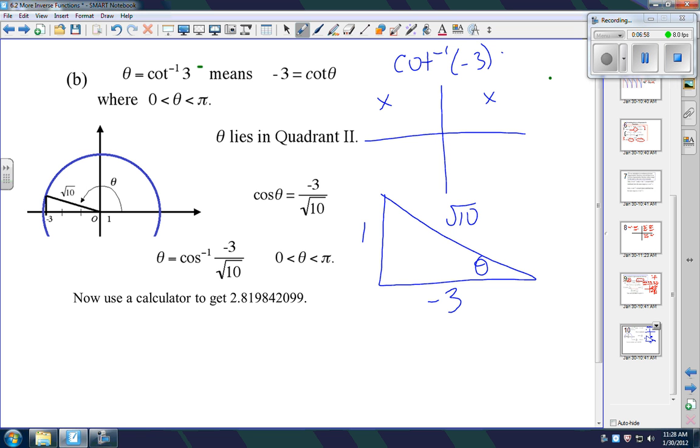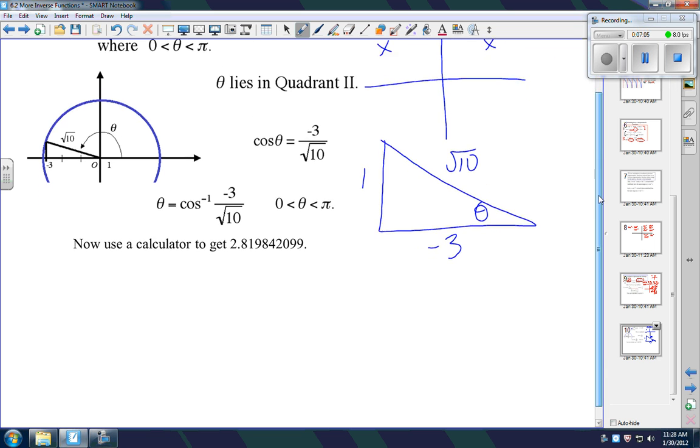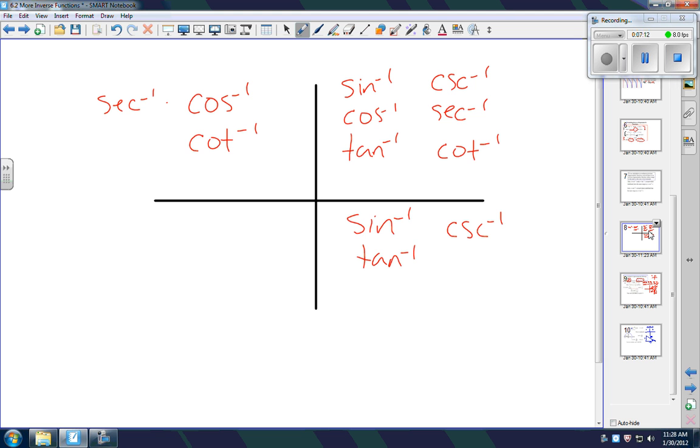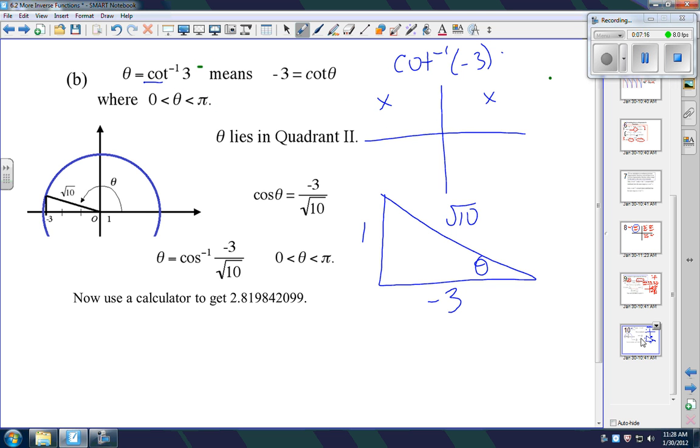Okay. Now, we don't have an inverse cotangent button in our calculator, so we have to grab something that we do. We don't want to use a sine, we don't want to use a tangent. We want to use something that shares its quadrant. So we want to use a cosine here. So based off this picture, your cosine is -3 over square root of 10. We know that. All we got to do now, go to your calculator, punch that guy in.